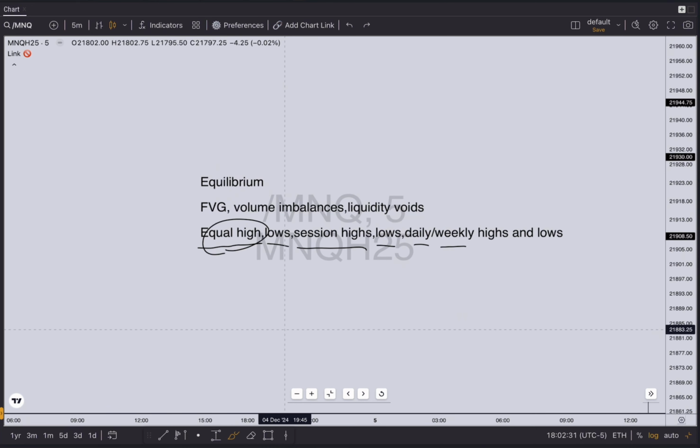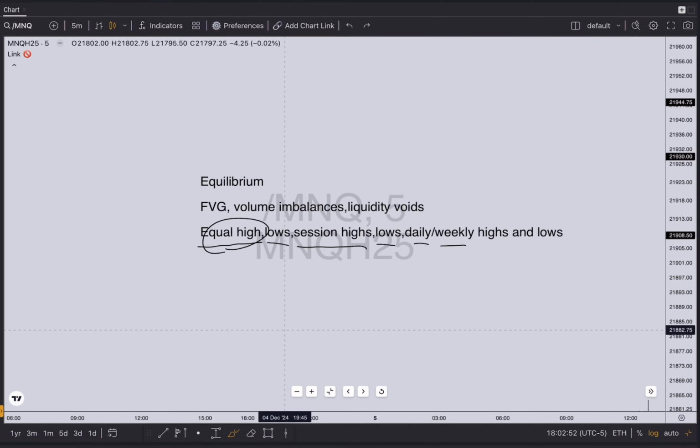Session highs, so London session highs or lows are the most important to us. Daily highs and lows, weekly highs and lows, 4-hour highs and lows, 1-hour highs and lows. All of these are areas where liquidity rests, and we're going to go over them in this lecture for you guys to understand properly. So let's start.